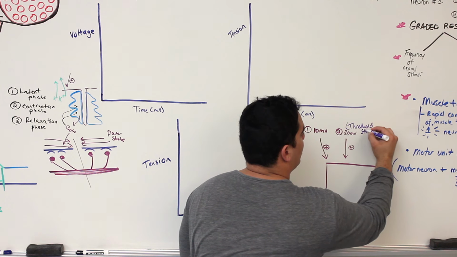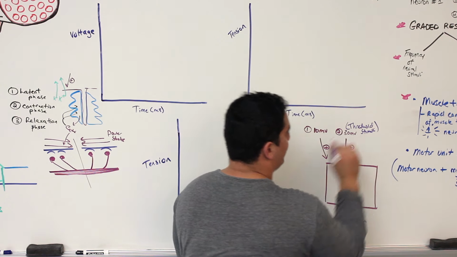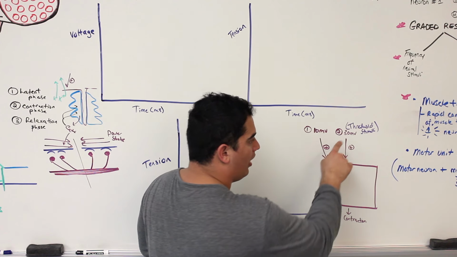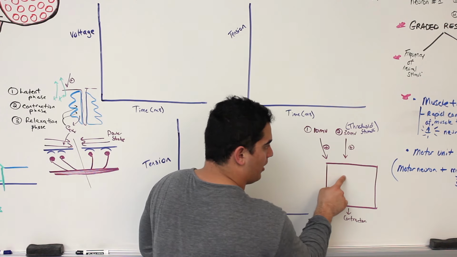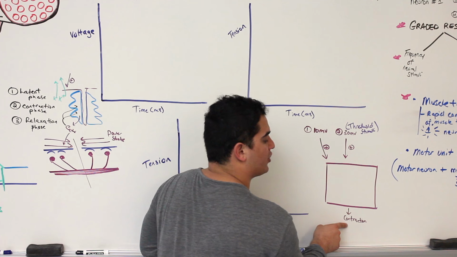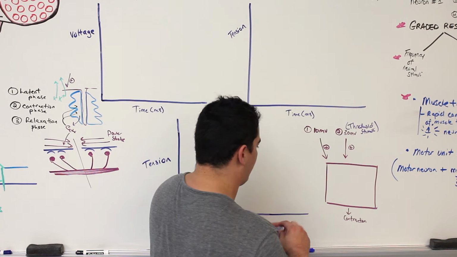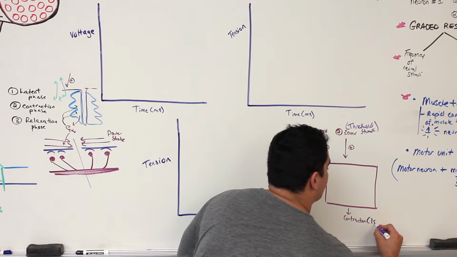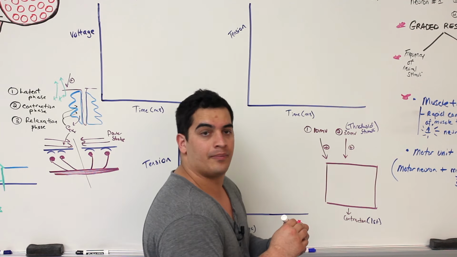So threshold stimulus means it's the actual minimum amount of voltage that I have to hit this muscle cell with to produce the first observable contraction. So let me put that right next to it: first observable contraction.